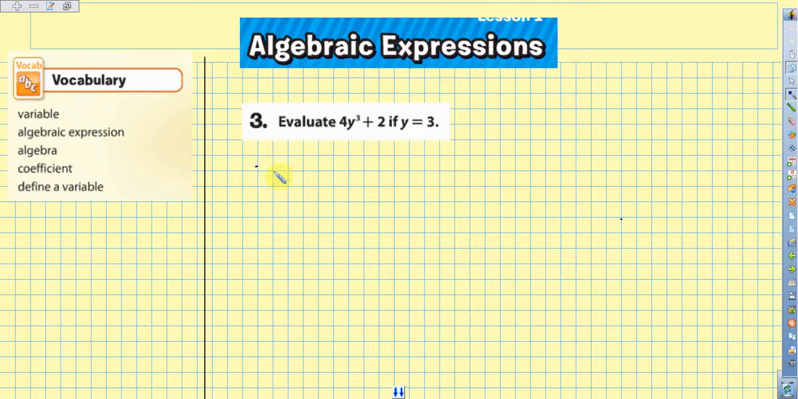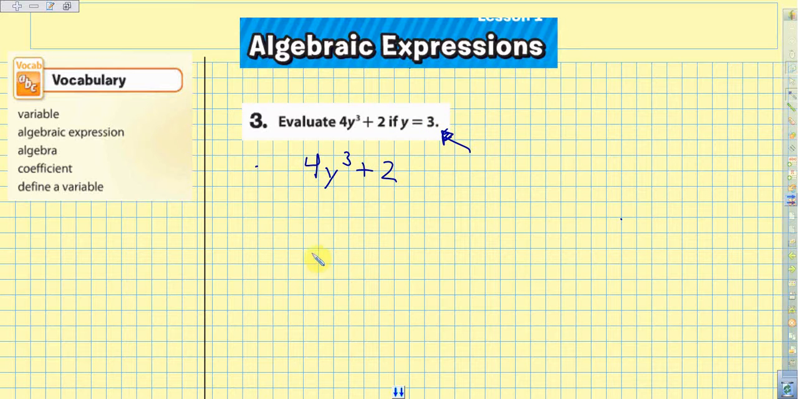Remember, we do a Go Formative on these lessons, so you should have just finished the Go Formative for the first two examples. The third example is very similar, no different. We do have an exponent in this one, for y to the third power plus 2, but the idea is the same. We're still going to take our y and place the value in for y.